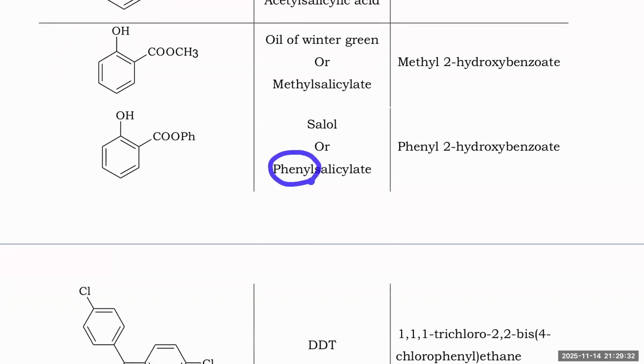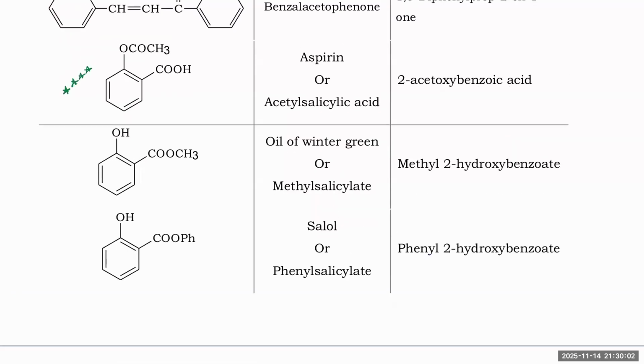Next one, phenyl salicylate. You replace methyl with phenyl. Now this will have more antiseptic properties. Correct? Dettol, Savlon, all of these antiseptic lotions, if you notice, have phenyl salicylate as a main ingredient. Correct? The IUPAC name is phenyl 2-hydroxybenzoate.